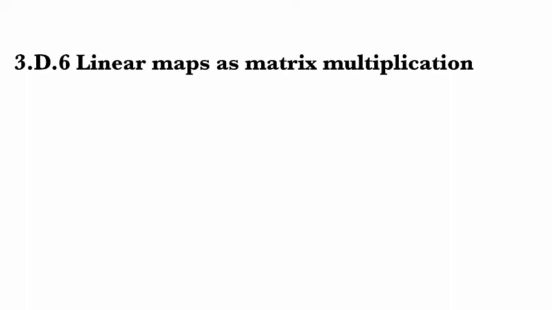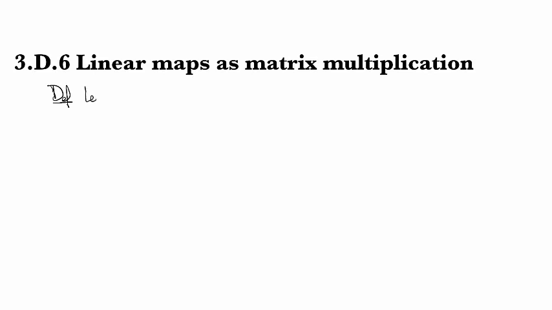Now we're going to look at linear maps as matrix multiplication. Based on the idea from the last clip, that every n-dimensional vector space is basically Fn, and that the space of linear maps is basically Fmn, matrix multiplication is just a way of writing down a linear map.